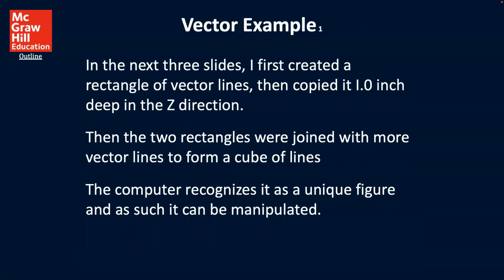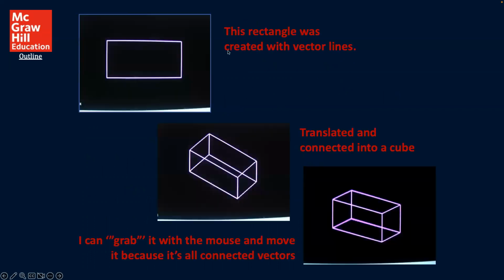So let's have an example for a vector. The next three charts will show an example of the creation of a rectangle of vector lines that is copied 1 inch deep in the Z direction. Then the two rectangles will be joined with more vector lines to form a cube of lines. The computer recognizes it as a unique figure, and as such, it can be manipulated. So we're seeing that progression here.